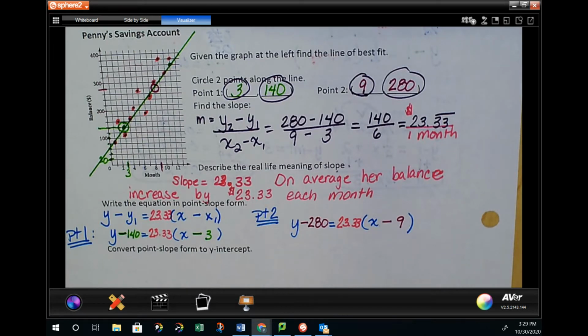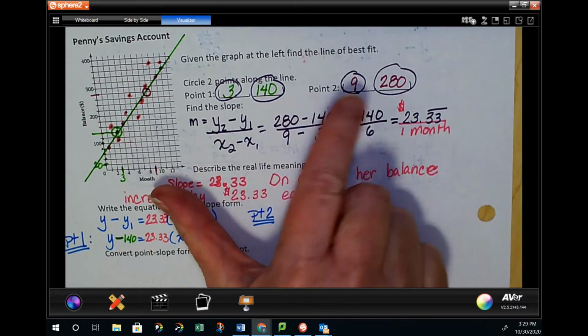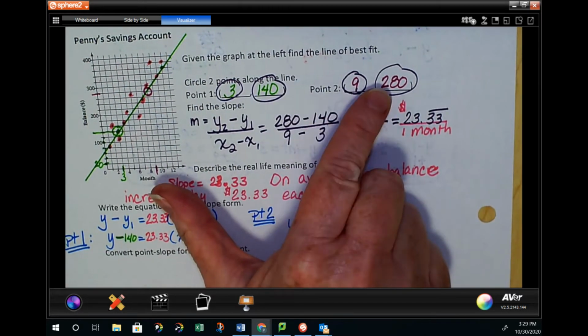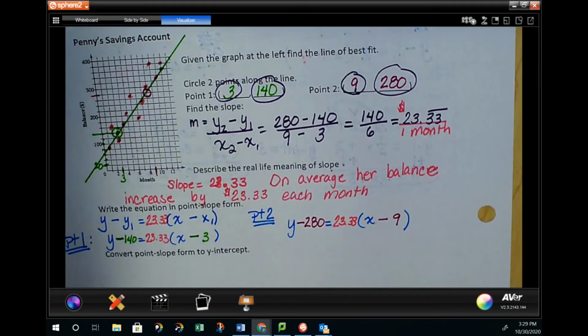And you can use your Desmos, desmos.com, and you can check to see, hey, does that go through those points? Did I do my point slope form correctly? Did it go through these 2 points, 3, 140 and 9, 280? Did it go through there? And if it did, then you're golden and you did this correct.